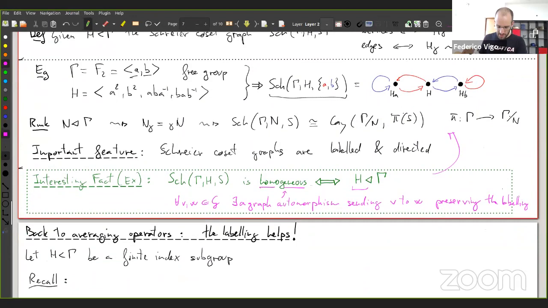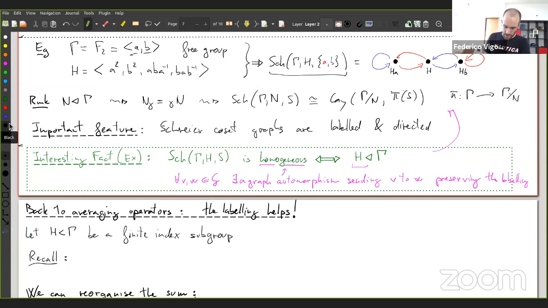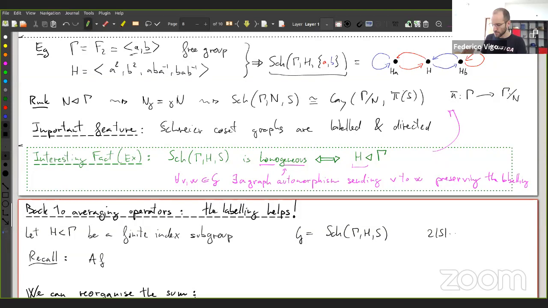The important feature is the labeling, as I was saying. Back to averaging operators, the labeling helps us. First, recall how we define the averaging operator A, which applied to a function F gives you a function on vertices. Now let G be a Schreier coset graph. Note that this is 2S-regular, because you have S labels and each label goes in one direction in and one out, so each vertex belongs to 2S edges.